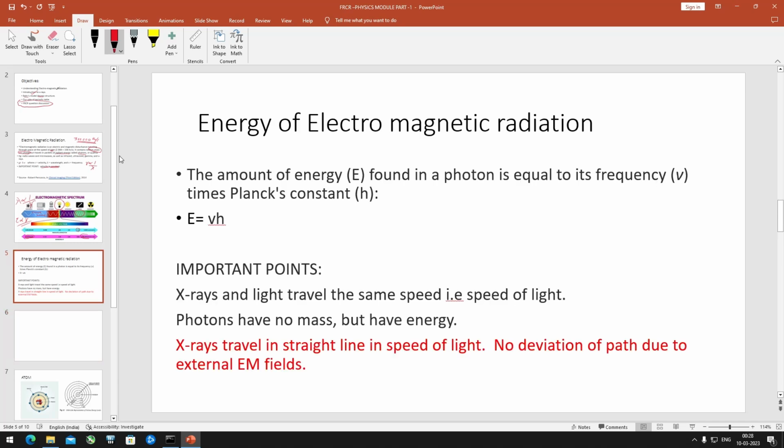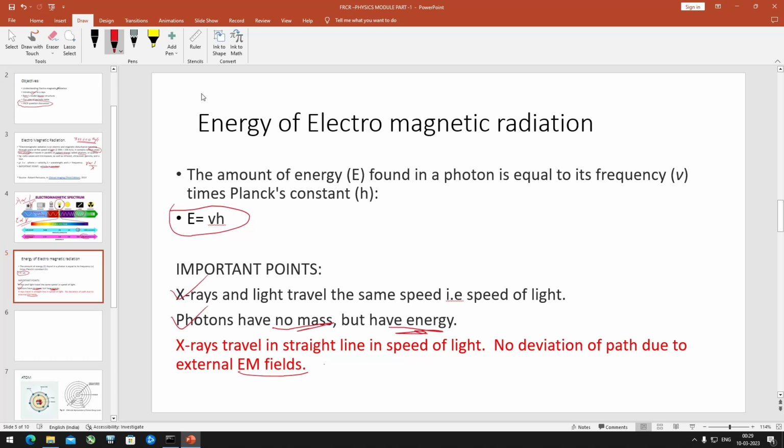Okay, so as I mentioned earlier, how we calculate the energy. Energy is equal to the frequency of the electromagnetic radiation multiplied by a constant called Planck's constant. This is another one of the important equations here. Again, these are the topics I've just told you. And one more important thing, as I mentioned in the description, photons have no mass but have energy. X-rays travel in a straight line at the speed of light, with no deviation of path due to external electromagnetic field. This is very important. This has been asked in FRCR, and the answer is true.